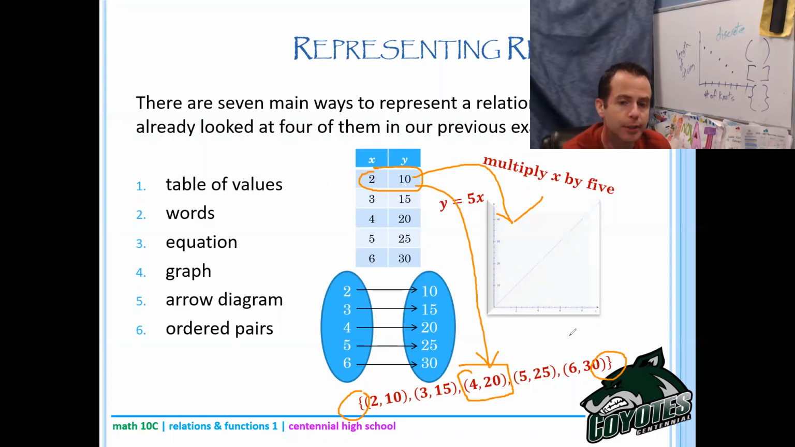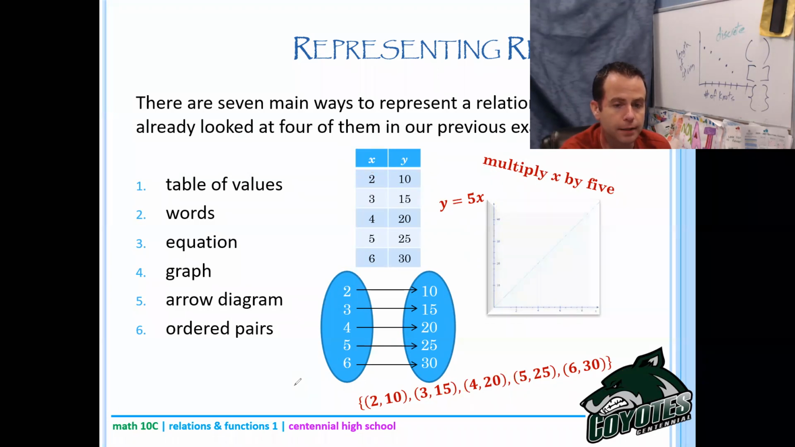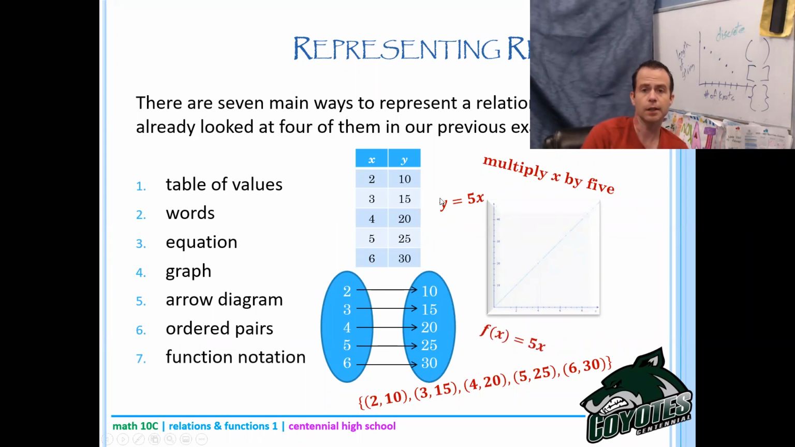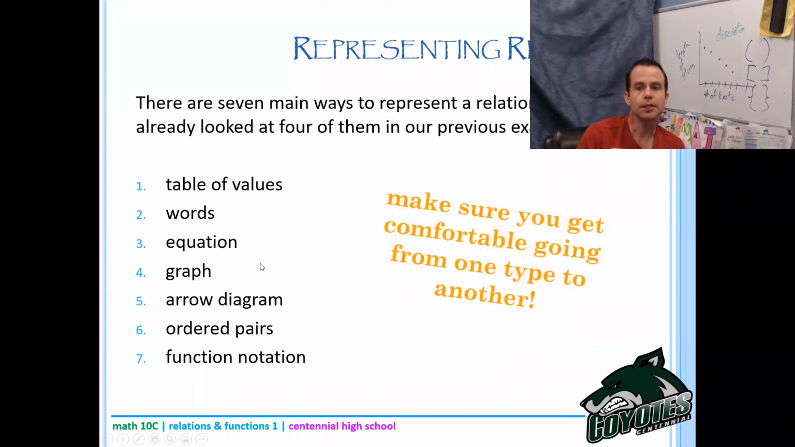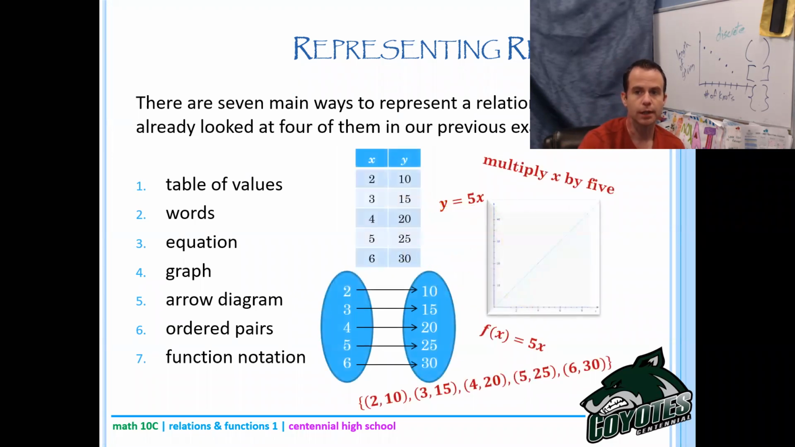And then the last one to talk about is something called function notation. Function notation replaces y with f of x, okay? So it's gonna look like this, f of x equals 5x, instead of looking like this, y equals 5x. We're gonna talk about function notation tomorrow as its own lesson, so don't stress about that right now, okay? So the purpose of today is just to make sure you're gonna get comfortable going from one type of relation to another, okay?